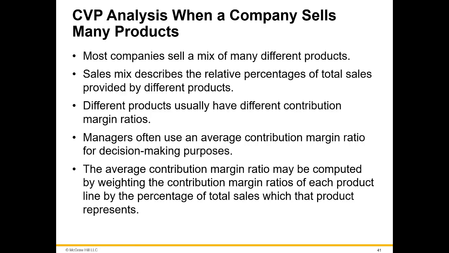Well, there's going to be a product or sales mix, and that's the relative percentage of total sales provided by different products. Each product has a different contribution margin ratio, and so managers will often use an average contribution margin ratio and weight it by the percentage of sales. So let's see what that might look like.